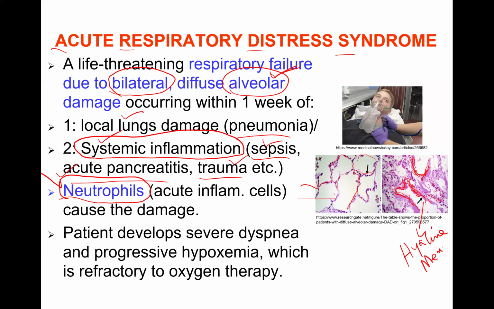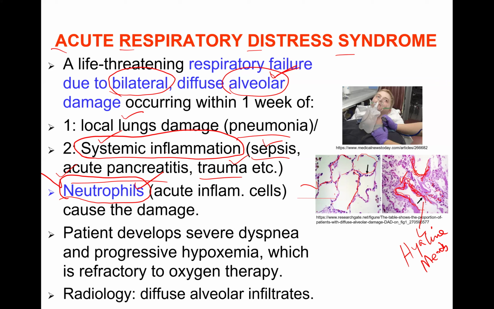This hallmark is called hyaline membrane. So this is called hyaline membrane, right? That is a hallmark of acute respiratory distress syndrome. Why does this happen? Because of the release of proteases and reactive oxygen species from neutrophils. Yes, good. So from the neutrophils.